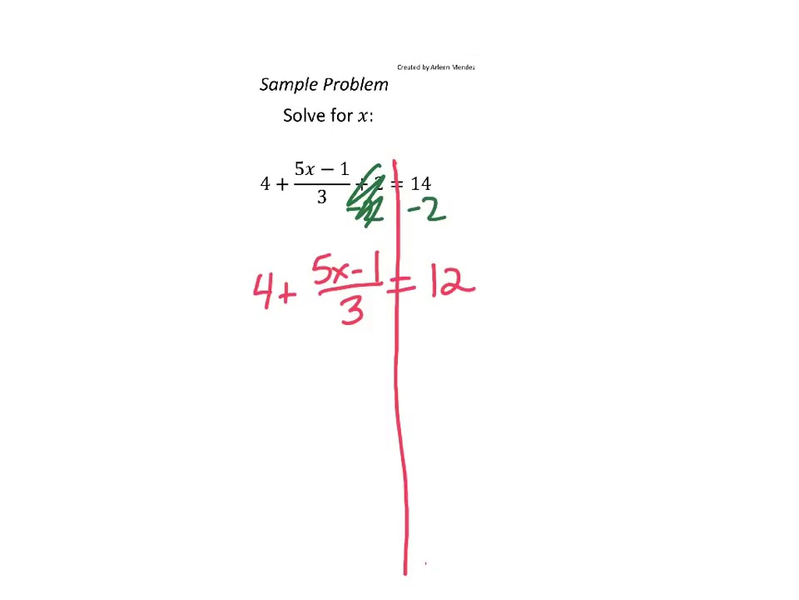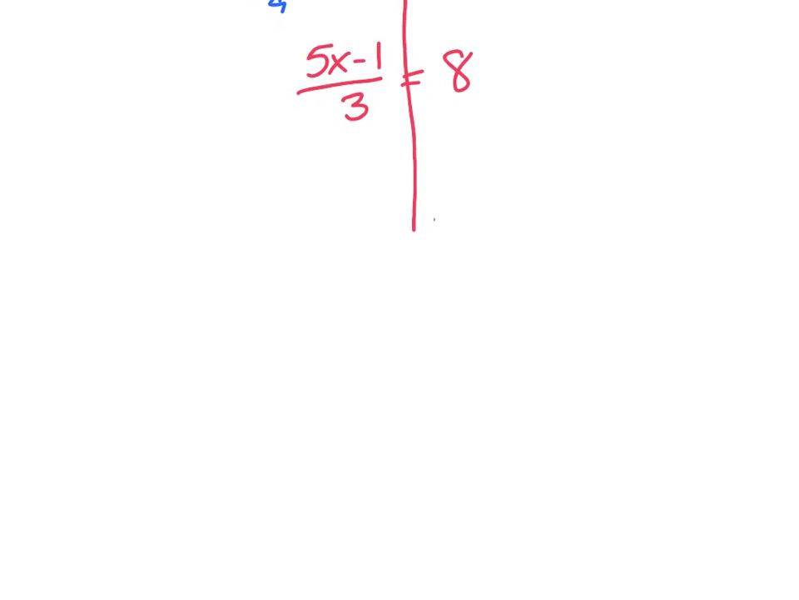So how do you cancel out that plus 4 there? You subtract 4. So we're going to subtract 4 from both sides. This cancels out, and we're left with everything else. We have 5 times x minus 1 divided by 3 equals 12 minus 4 is 8. This is exactly the same problem that we had earlier, so you should be able to solve this one. Go ahead and pause the video, try to solve it, and then see what you get.